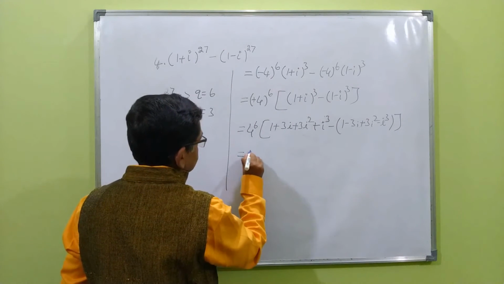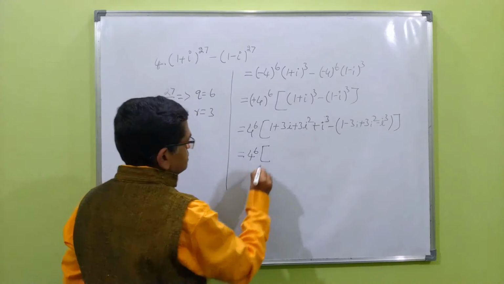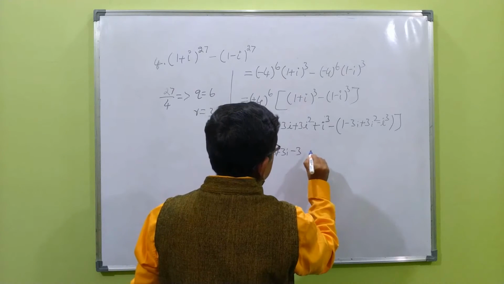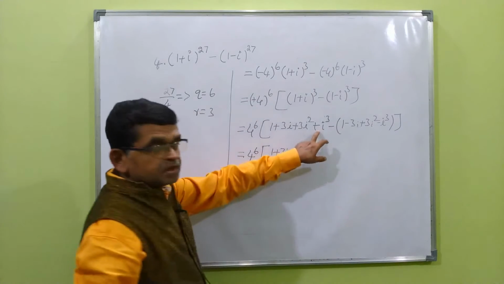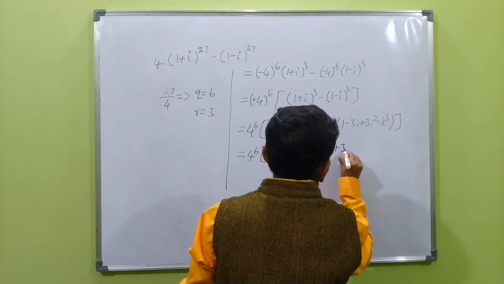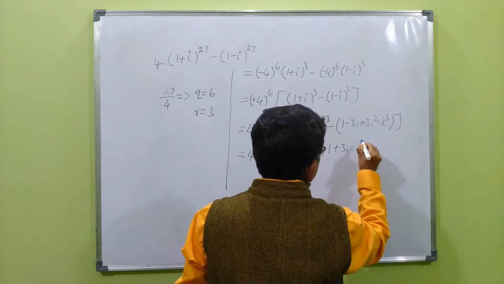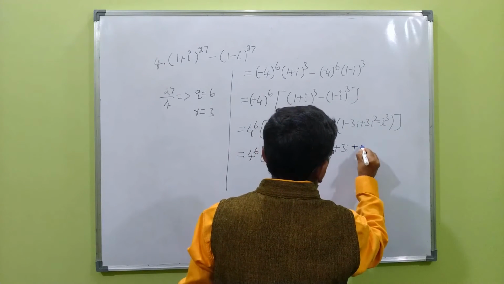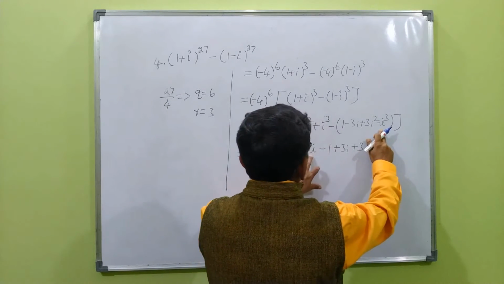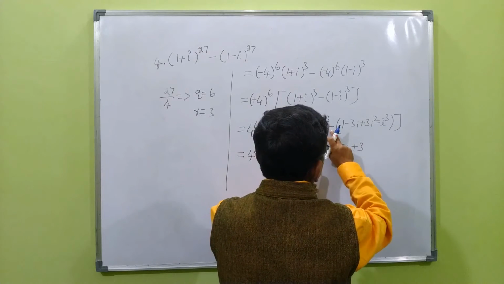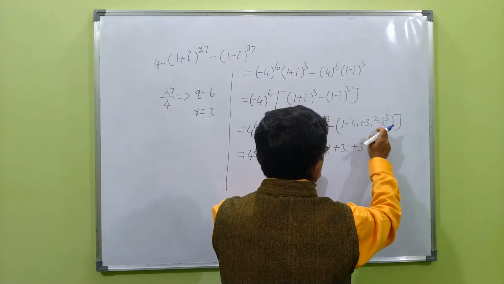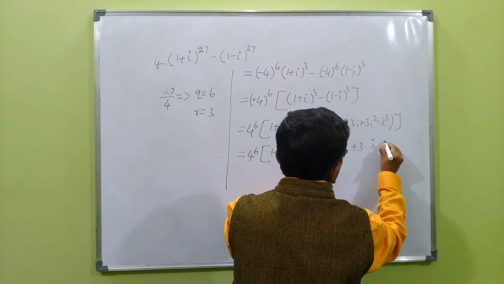This is equal to 4 to the power 6, (1 plus 3i minus 3i square minus i cubed). 3i square is minus 3, so it is plus 3. Then minus i into minus i plus i, again one more minus. So this is again minus i into i plus i minus i.